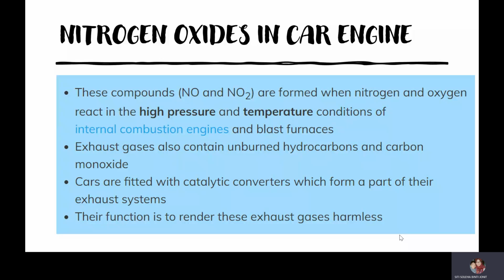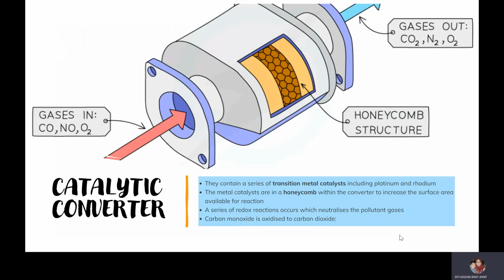Cars are fitted with catalytic converters which form a part of their exhaust system. So next we are going to see the function of the catalytic converters. Here is the diagram of the catalytic converter. The function of the catalytic converter is to convert poisonous gases like carbon monoxide and nitrogen monoxide into harmless nitrogen gas, while oxygen, as it is not a pollutant gas, remains as oxygen gas.